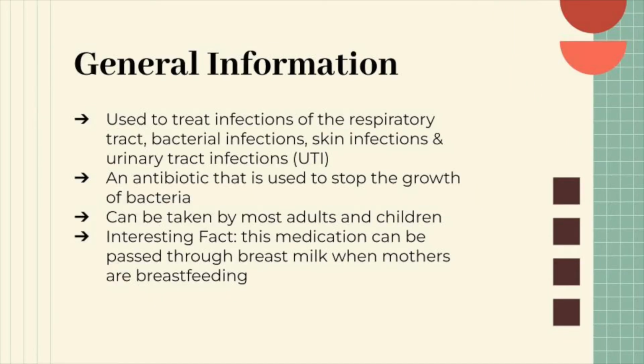Some general information about Cefalexin. Cefalexin is used to treat infections of the respiratory tract, bacterial infections, skin infections, and urinary tract infections, or UTIs. This is an antibiotic that is used to stop the growth of bacteria. This drug can be taken by most adults and children, and an interesting fact about Cefalexin is that this medication can be passed through breast milk when mothers are breastfeeding.